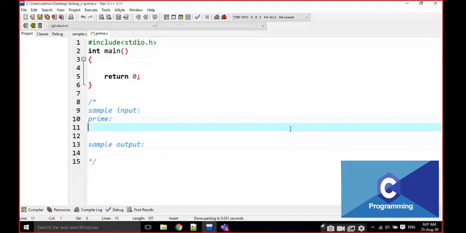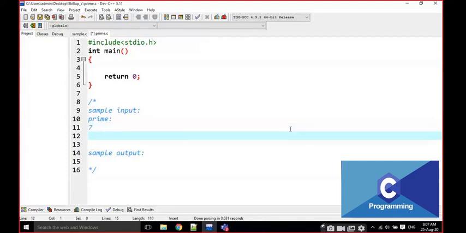One and itself. What is one and itself? A number which has one and itself as factors. Yes, factors. Only two factors, that is one and itself. One and itself are the factors. For example, 7 is there. What are the factors of 7?